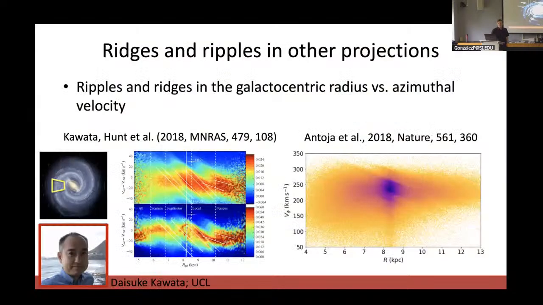And you can also see these ridges and ripples in other projections. These are two papers actually submitted on the same day, right after Gaia DR2, one from my group, one from Trezer and Toha. If you plot the position of stars as a function of galactic radius, R versus V phi, so that's the speed at which they rotate around the galaxy, you get all these ridge features in this direction. Daisuke linked it to potentially spiral arms, Trezer to potentially galactic bar resonances.